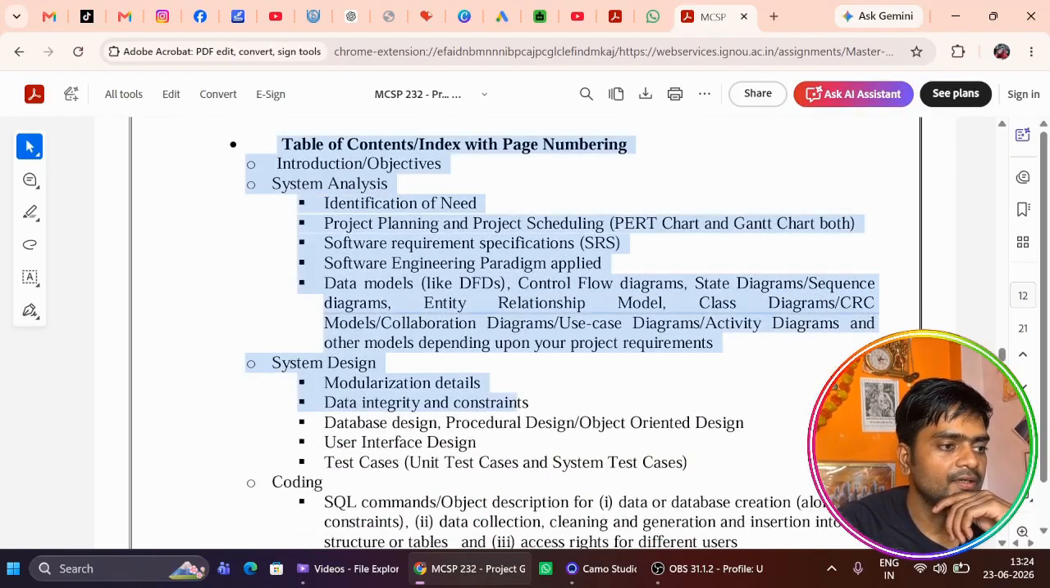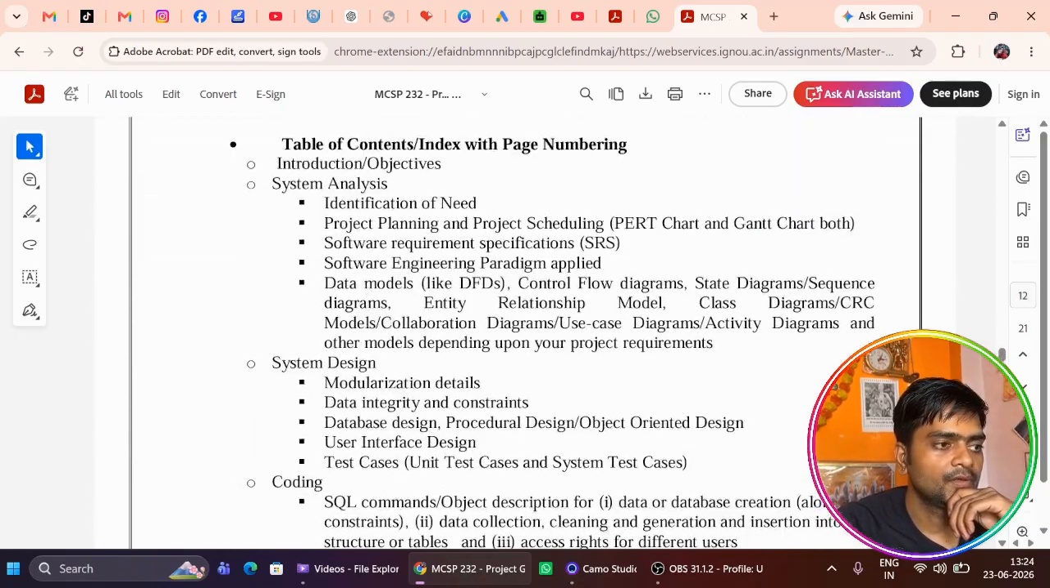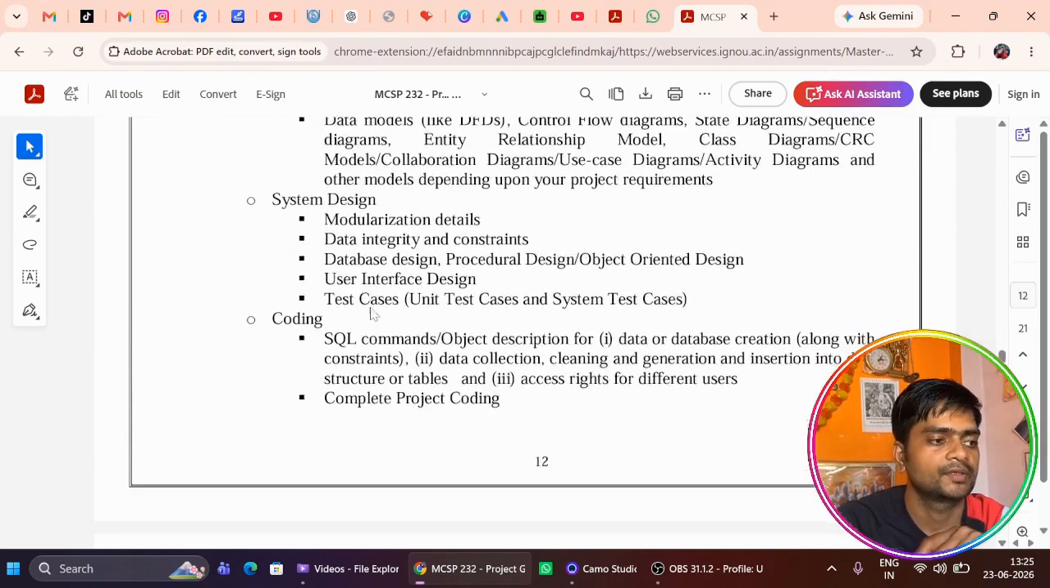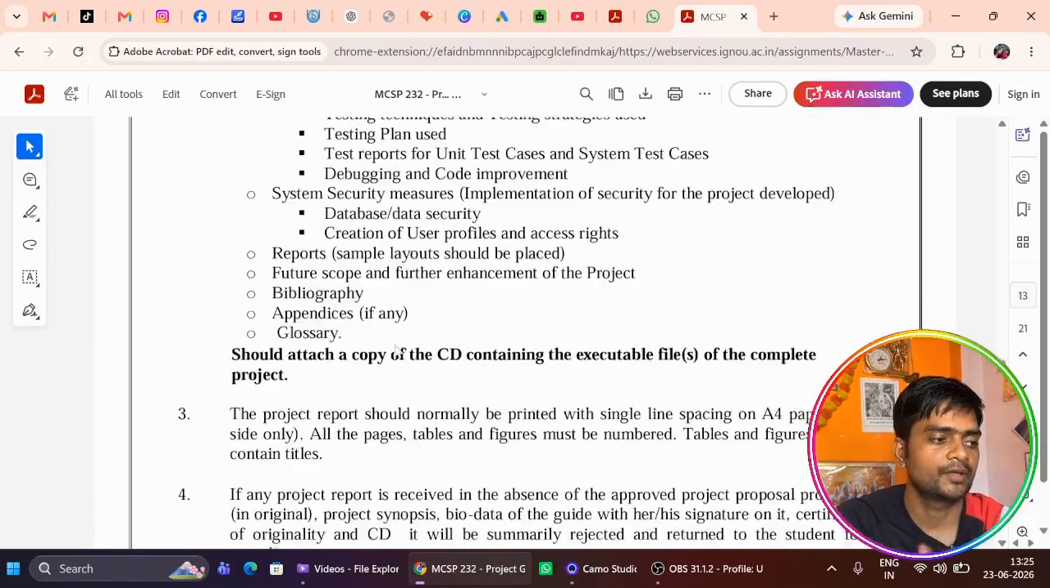This is the table of contents. This is how you write the project report. Table of contents, index with the page numbering, it is given. You can go through it, or you can pause the video and see it. It's better to download the guideline and check it properly.